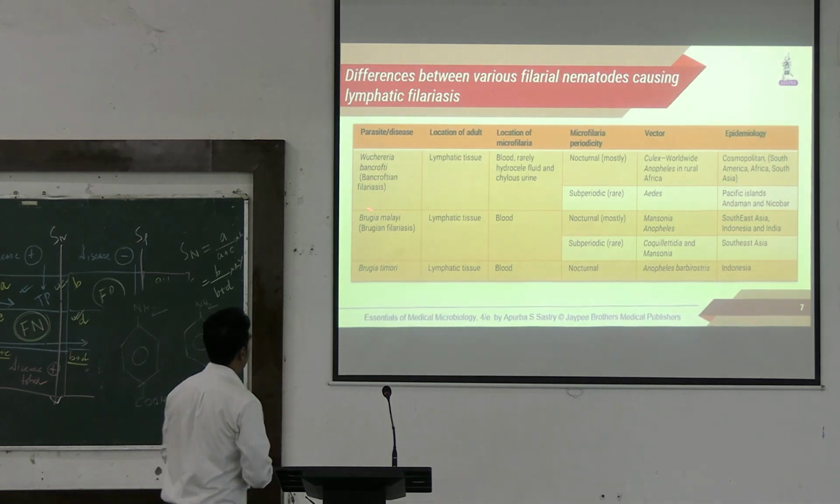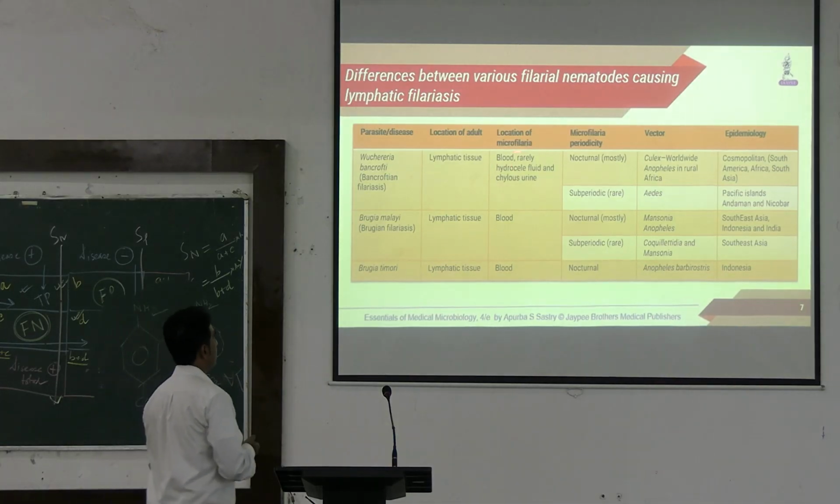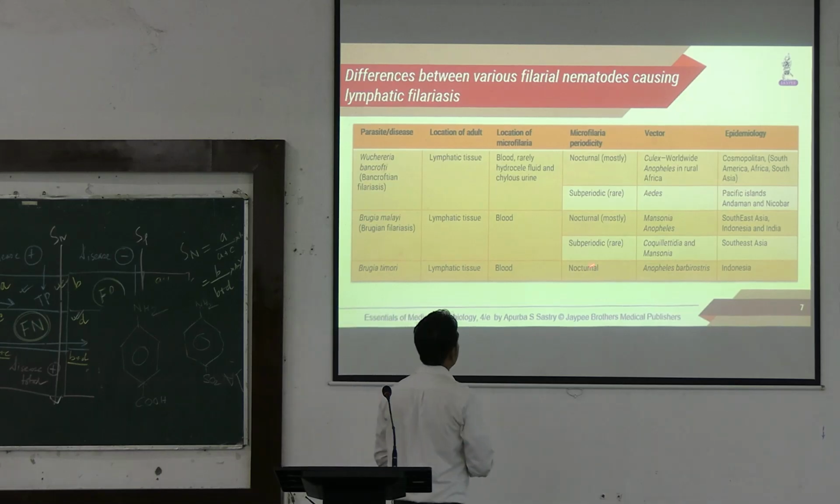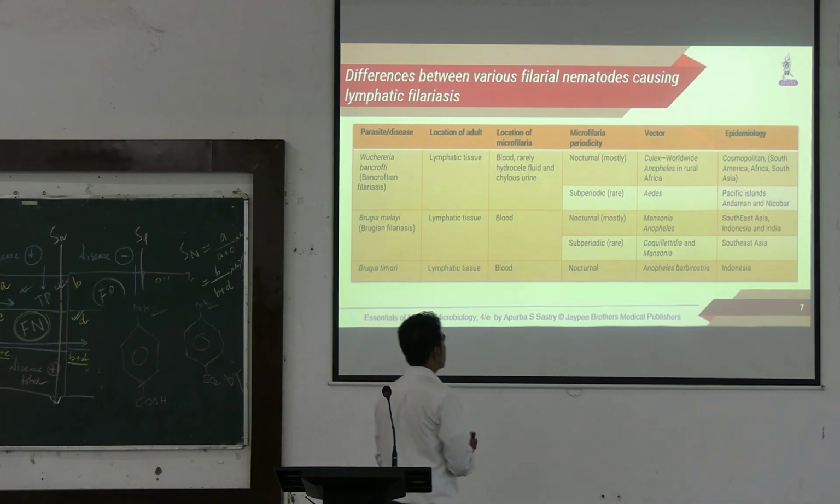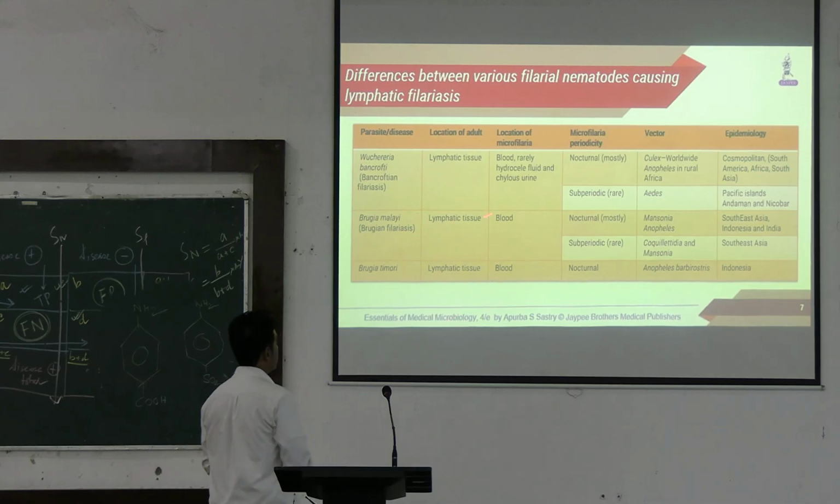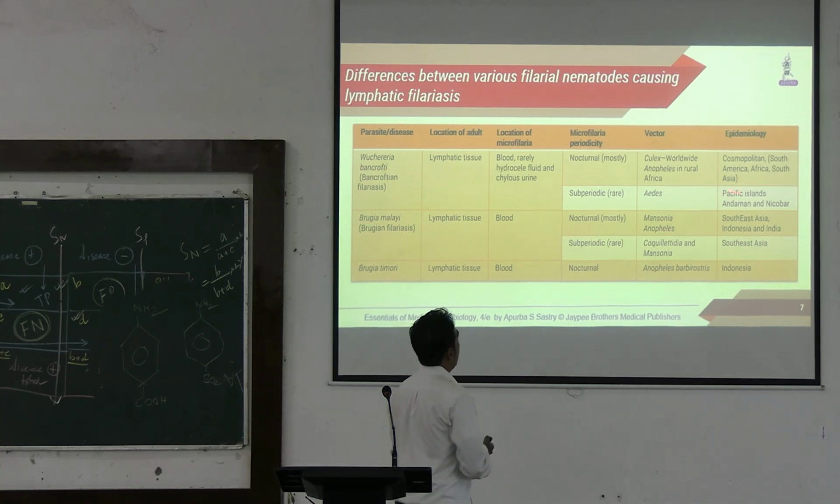The Wuchereria Bancrofti, they reside in the lymphatic tissues, and the microfilariae reside in the blood, rarely in the hydrocele fluid and the chylous urine. They come to the blood at nocturnal night time and their vector is the Culex mosquito. Brugia malayi, they reside in the lymphatic tissue. The microfilariae is found in the blood. The microfilarial periodicity is also nocturnal and the vector is the Mansonia and the Anopheles mosquito.